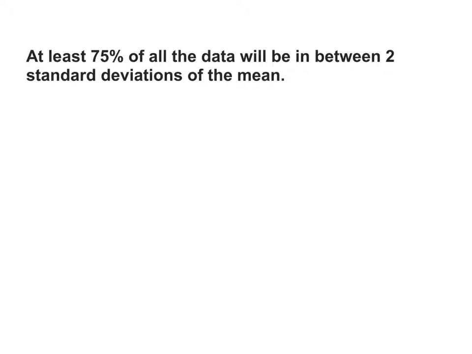Here's why it's 75%. What we're saying here is k equals 2, 2 standard deviations. So I plug 2 into the formula. What's 1 over 2 squared? It's 1/4. So what's 1 minus 1/4? 0.75, 3/4, 75%. That's why at least 75% of the data lies within 2 standard deviations, because of this formula.